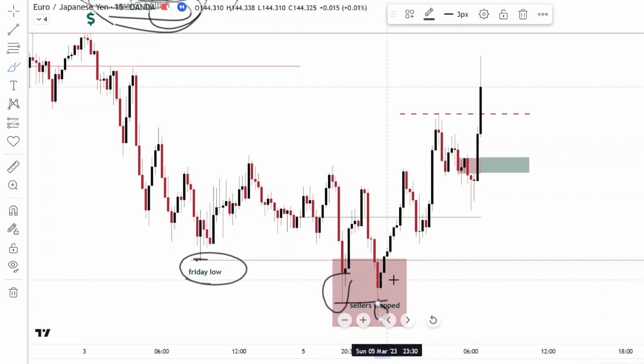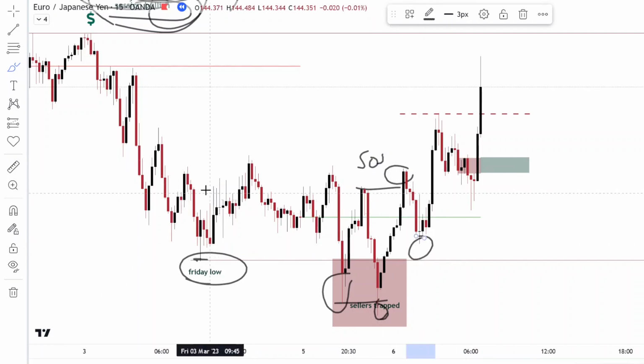Price trapped the sellers. And what happens when sellers get trapped? Price goes the opposite direction. So price came back up, broke structure, gave us our sign of strength, came back down to the 50%. This is the 50% area within this range and this range, and shot back up again.